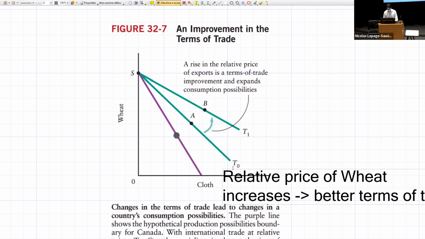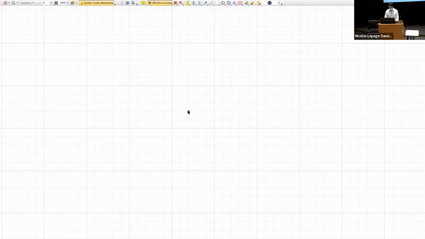Again, you can see, what is the relative price of wheat? It's how much cloth you need to sacrifice to get some wheat. So here you can get quite a big chunk of wheat with little cloth, so that's the local price. And here, to get a small quantity of wheat, you need to sacrifice a big quantity of cloth. So that's when the terms of trade are very, very good.